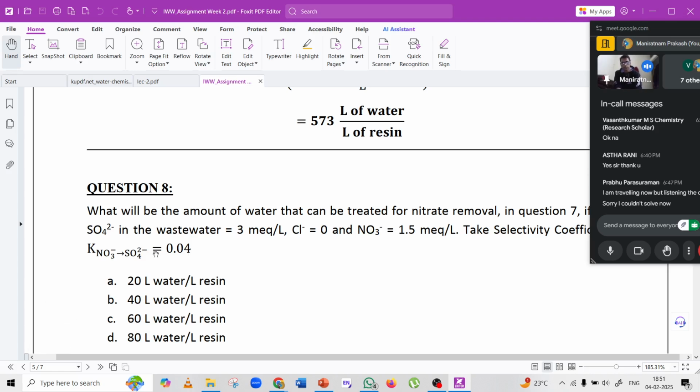That will be for sulfate to nitrate, and it will convey that nitrate is getting here. Without any context, if someone looks at this expression, they will say that nitrate is replacing sulfate. Sorry, sulfate is here; if someone sees it, they will say that sulfate is a contaminant and nitrate is attached to the resin, but that is not the case.